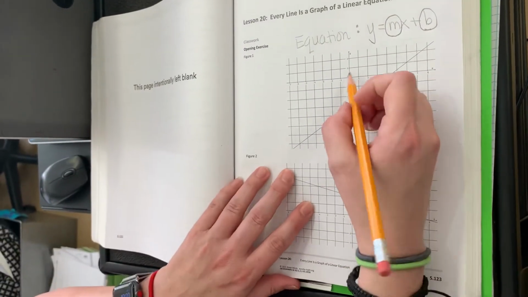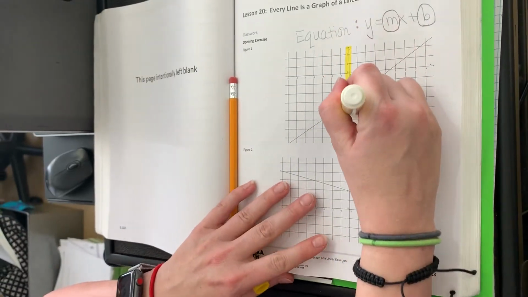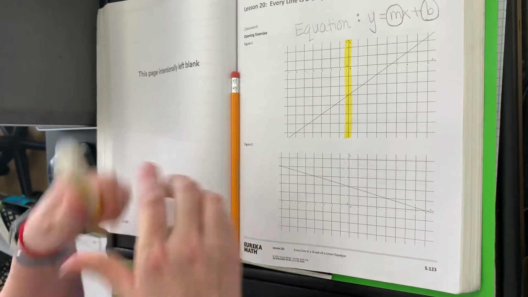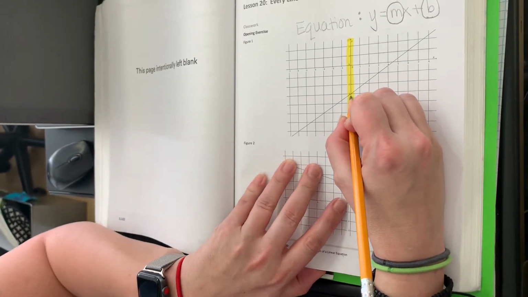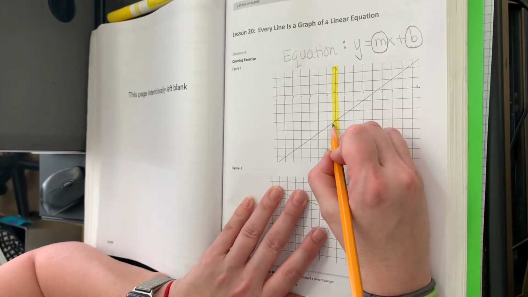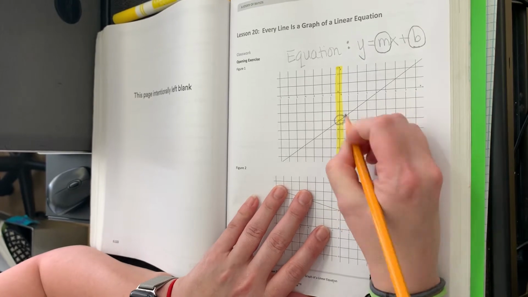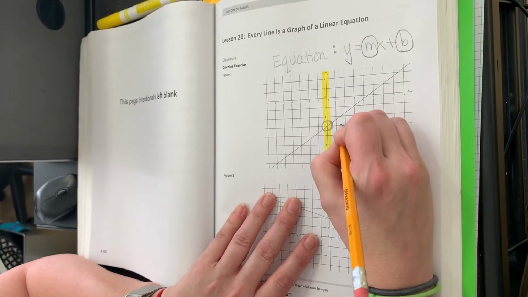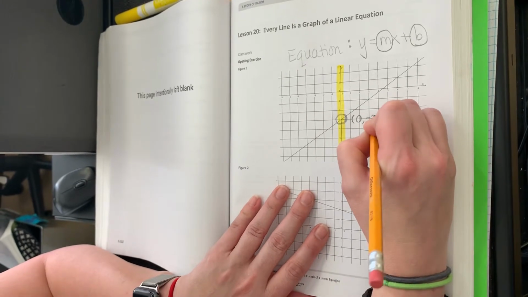So if you look at the graph, here is your y-axis. That's the first thing you look at. On the y-axis, you're going to see where your line crosses the y-axis. At what point does the line cross the y-axis? Negative 3. So my y-intercept is (0, negative 3).